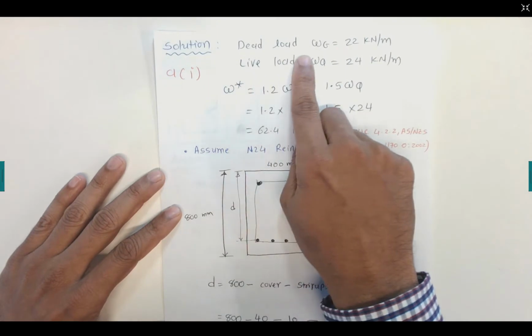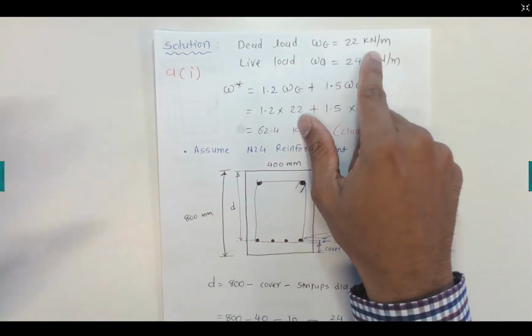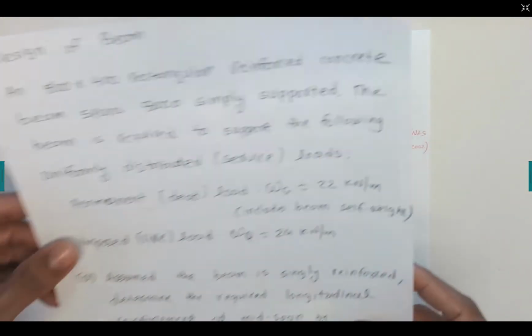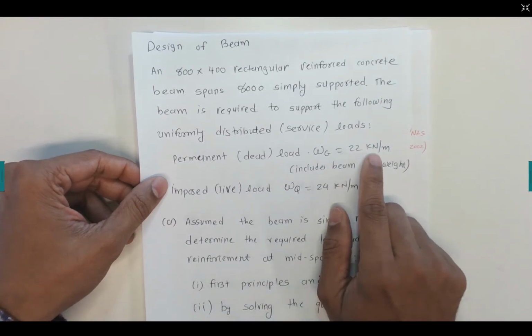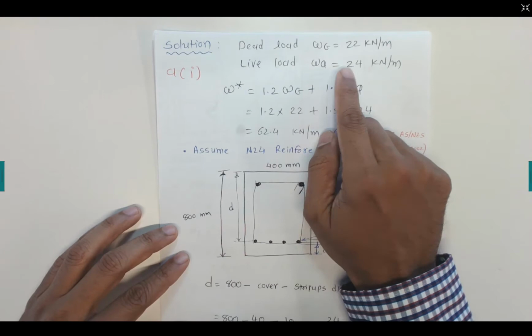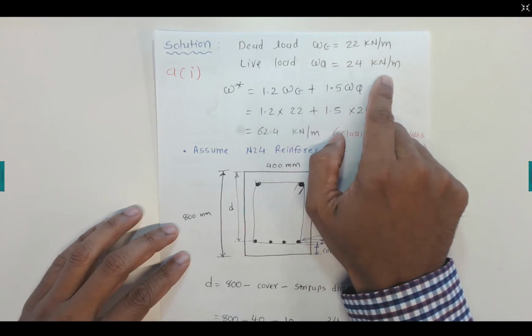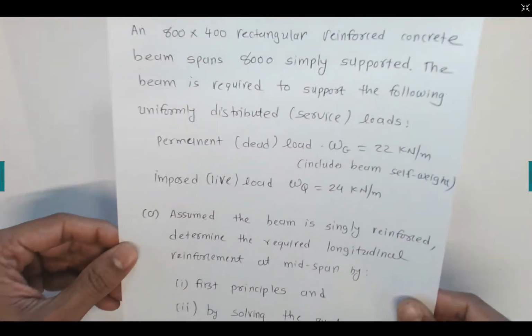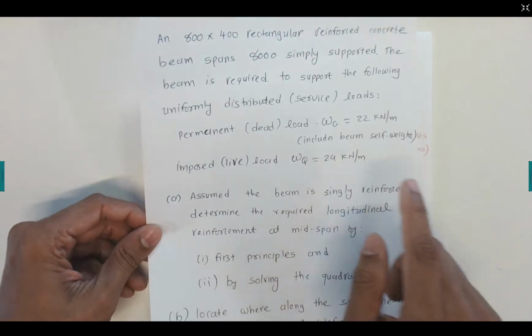Now first of all, dead load is given as WG 20 kilonewton per meter. So there is a 20 kilonewton per meter dead load given in the question. Live load is given as WQ equal to 24 kilonewton per meter. So that live load is 24 kilonewton per meter.